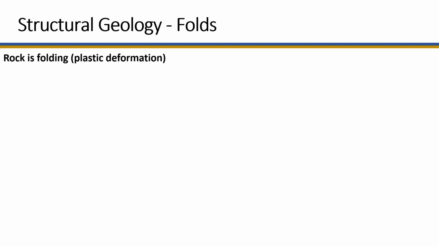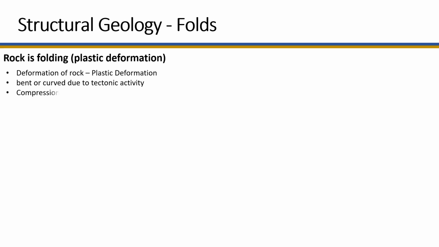Okay, now let's have a look at the first structural deformation known as folding. A fold in structural geology is a result of plastic deformation of rocks, primarily due to compression resulting from tectonic activities. This geological structure manifests as a bend or curve in the rock's layer. There are two general types of folds, namely synforms and antiforms.